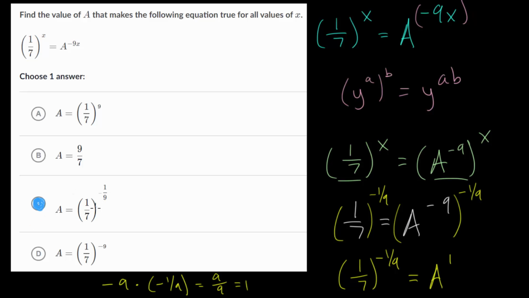And you could double check this. Now you can take this and just plug it back in, and we're essentially raising this to the minus 9x. And an exponent to an exponent, you multiply, so you take minus 1/9 times minus 9, the negatives cancel, and 1/9 times 9 is just 1, so you would get 1/7 raised to the x power.